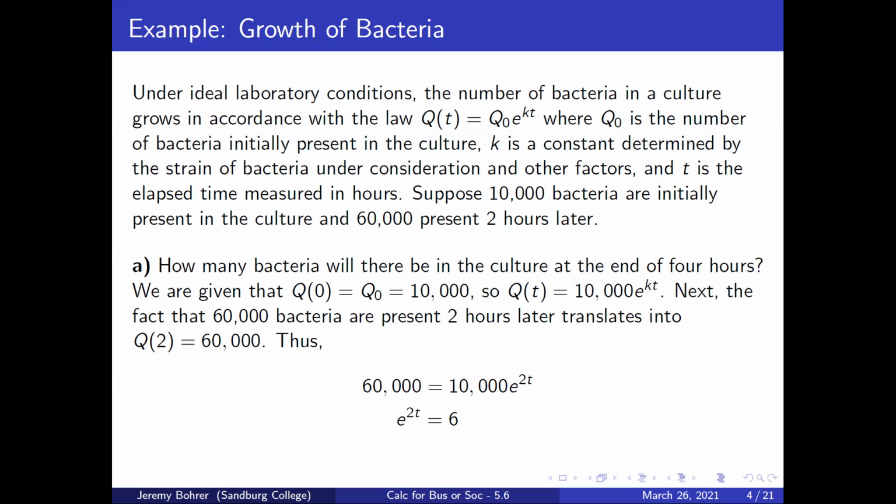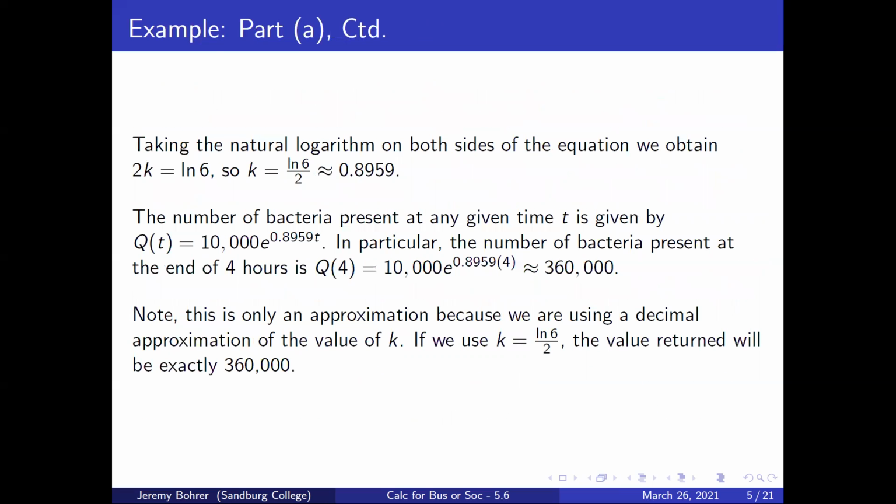We are given that Q(0) = Q naught = 10,000. So Q(t) = 10,000 e^(kt). Next, the fact that 60,000 bacteria are present 2 hours later translates into Q(2) = 60,000. Thus, 60,000 = 10,000 times e^(2k), and thus e^(2k) is equal to 6. Taking the natural logarithm on both sides of the equation, we obtain 2k = ln 6, so k = (ln 6)/2, which is about 0.8959.